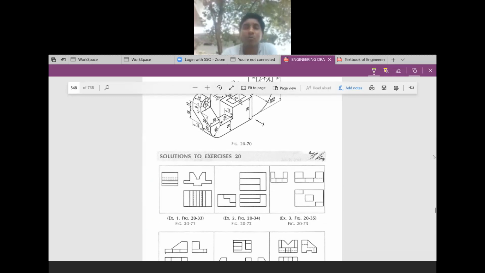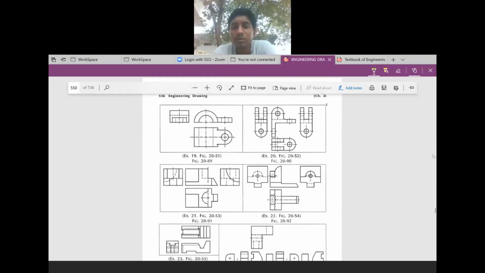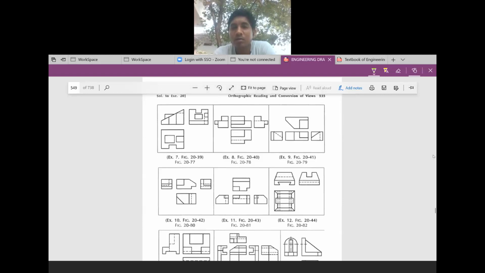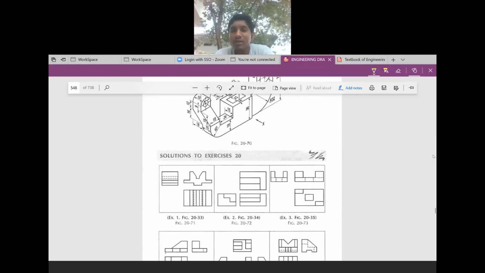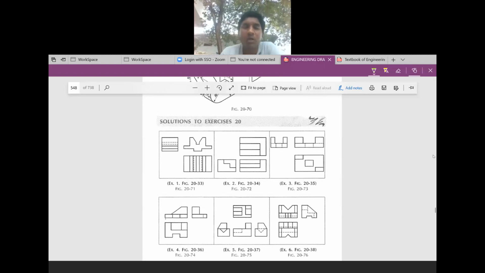Here he has given a solution for that exercise. In the unsolved problem exercise number 20, he has given the solutions to these problems. These are the solutions for all the problems. Just go through it, draw it and submit it as an assignment, all these problems from exercise number 20.